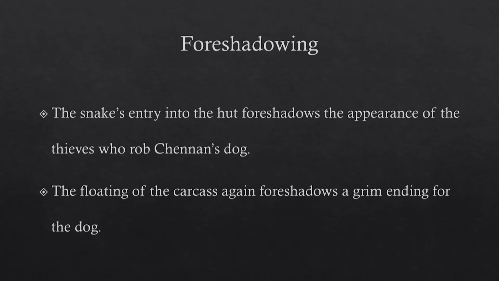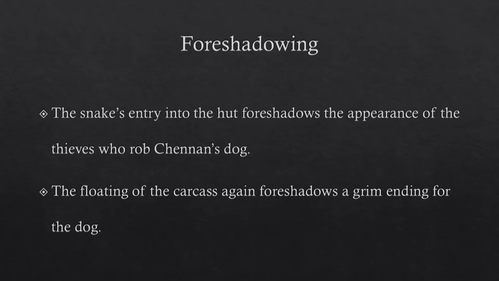And we know, since we have read the story, that the dog falls into the waters when it tries to eat from a carcass, and it drowns and is eaten by crocodiles. There's another example of foreshadowing, and it happens when a snake enters the hut of Chenan. The snake's entry into the hut foreshadows the appearance of the thieves who rob Chenan's dog. So the snake hints at these intruders who are going to rob the property of Chenan. And again, the floating of carcasses is also a foreshadowing of the grim ending for the dog. The dog itself will become one of the carcasses that will float on the floodwaters nearby Chenan's hut.